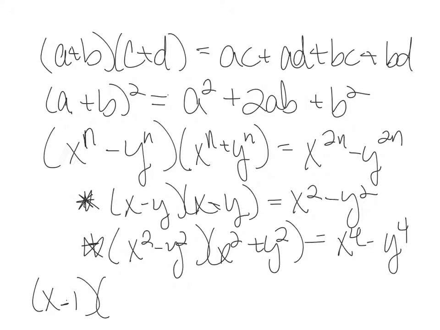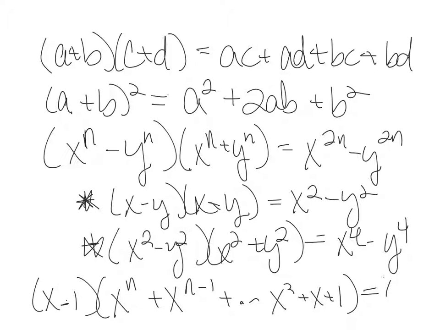And then lastly, x minus 1 times x to the n plus x to the n minus 1 plus dot dot dot plus x squared plus x plus 1. And that simply gave us x to the n plus 1 minus 1. Those were the identities.